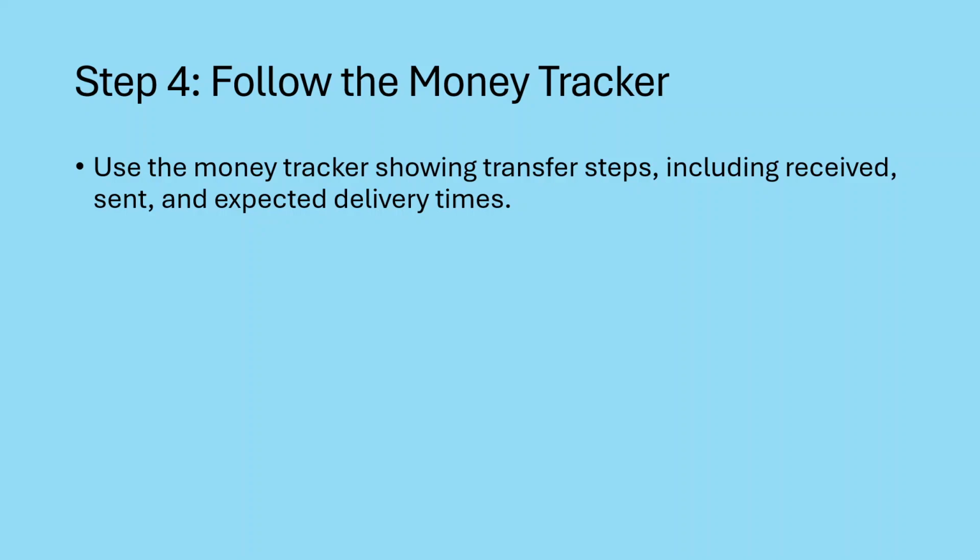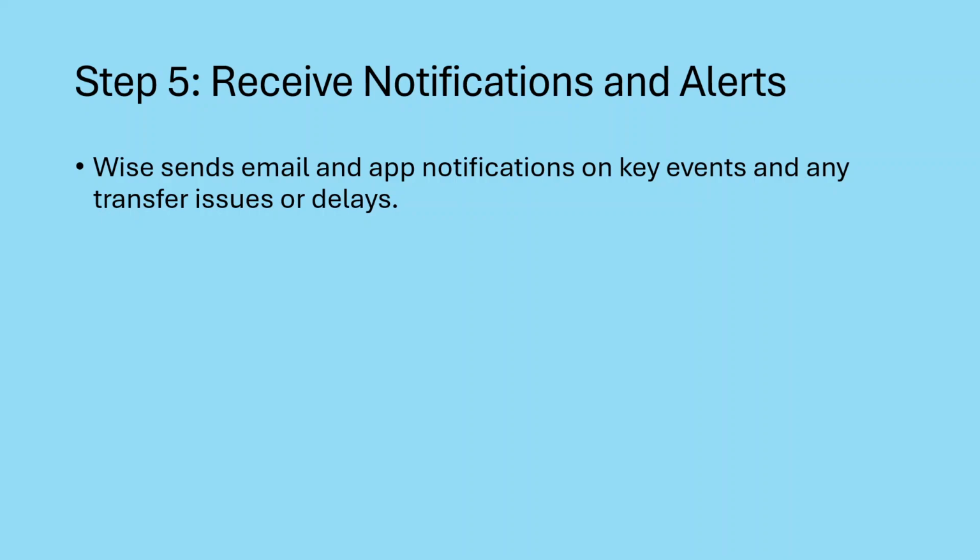Step 4. Follow the money tracker. Use the money tracker showing transfer steps including received, sent and expected delivery times. Step 5. Receive notifications and alerts. Wise sends email and app notifications on key events and any transfer issues or delays.